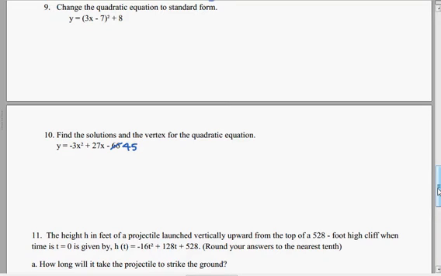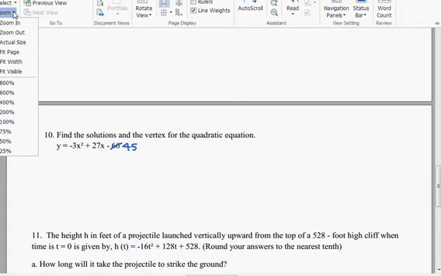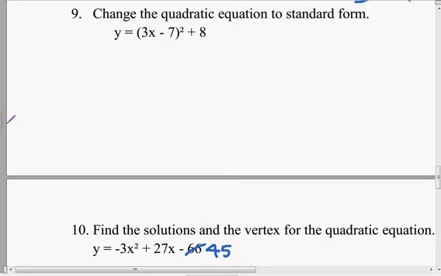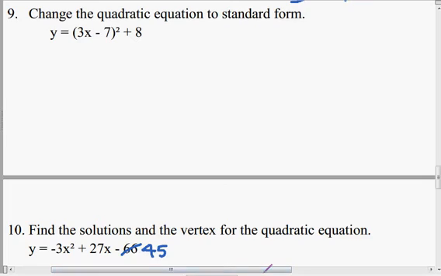Change the quadratic equation to standard form. Okay? Standard form means no parentheses and no like terms. So to start off with, I have parentheses. I need to get rid of them. I do that by multiplying the binomials.